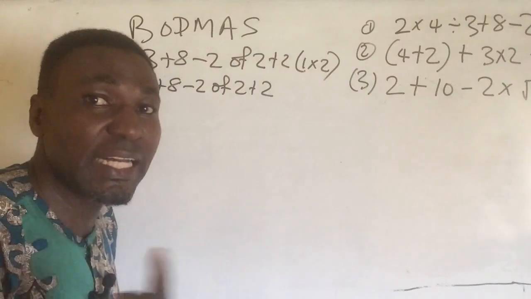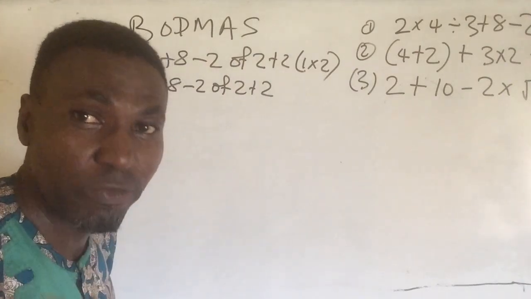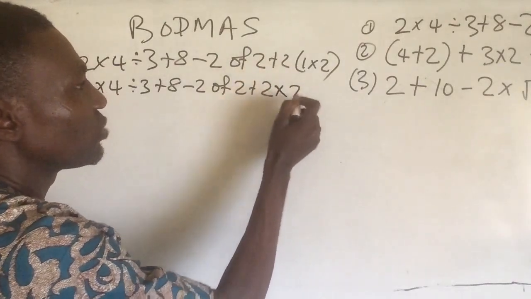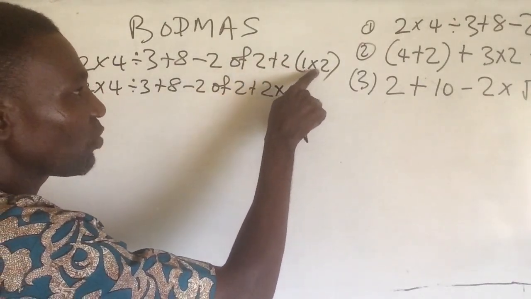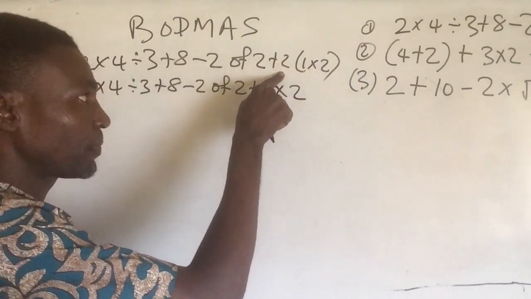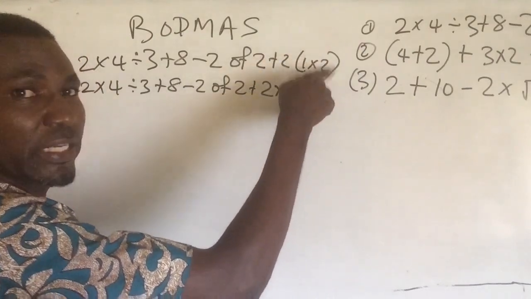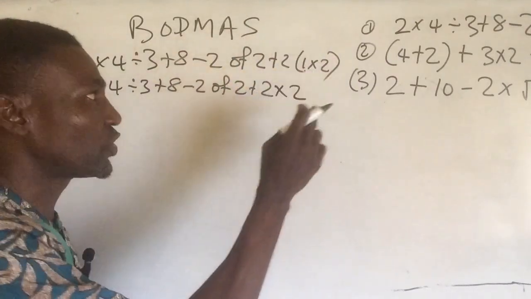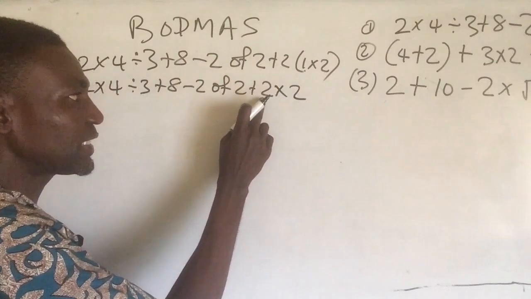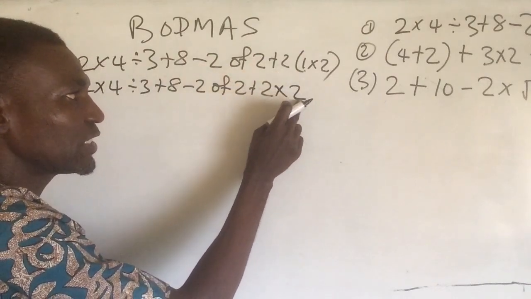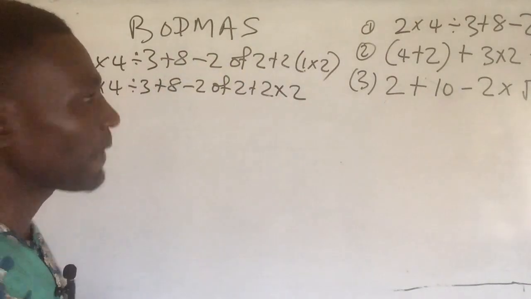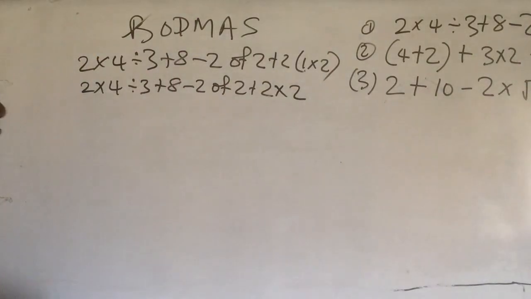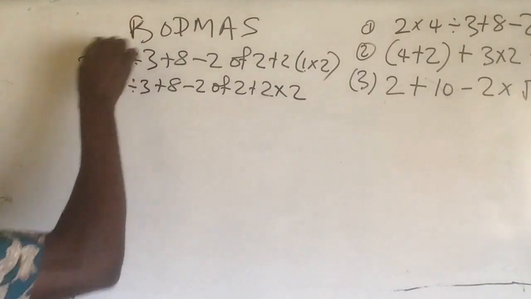If you say 1 times 2, the answer is 2. You now remove the bracket sign. Now you have times 2. Remember, what is inside here will now be multiplied by this 2 outside. So once you've taken away the bracket, the answer you get inside, which is 2, will now be multiplied by the 2 outside. So you now continue. You have finished with B.